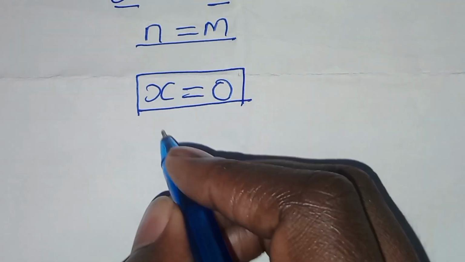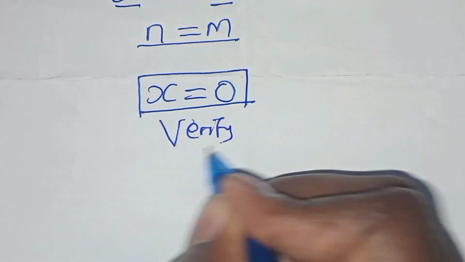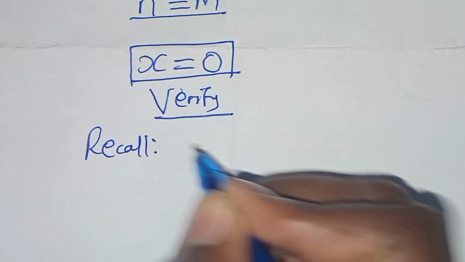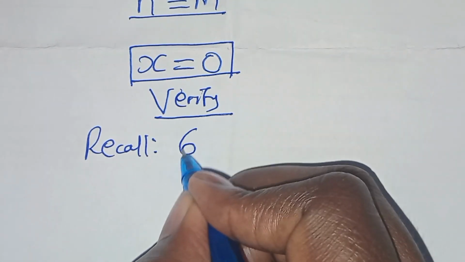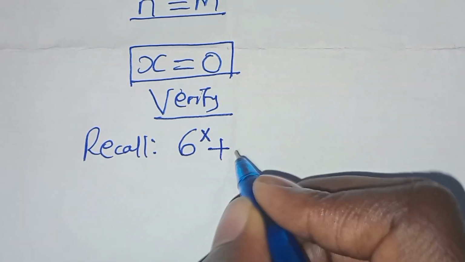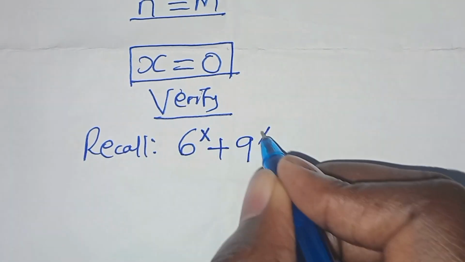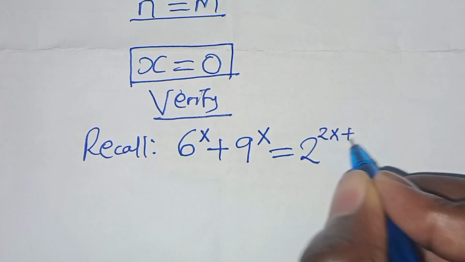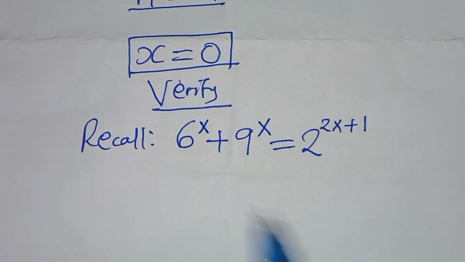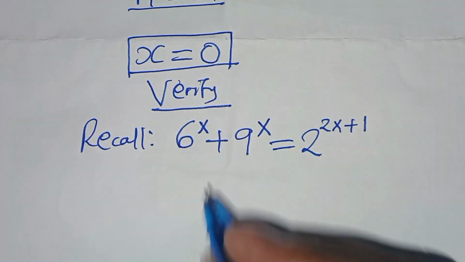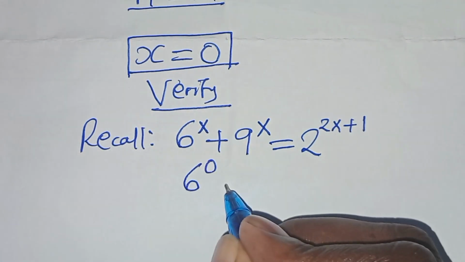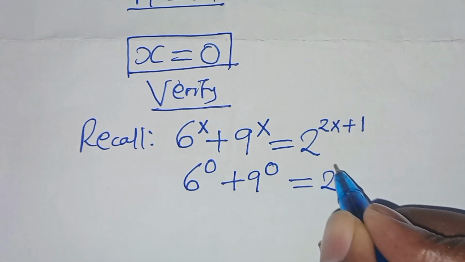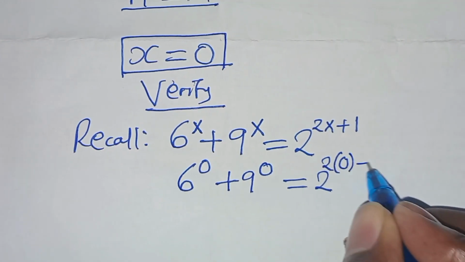So the next step is to verify. So let's verify from here. Now, if you recall, we had that 6 to the power of x plus 9 to the power of x is equal to 2 to the power 2x plus 1. So substituting the value of x here, which is 0, we have 6 to the power of 0 plus 9 to the power of 0, which is equal to 2 to the power 2 times x, which is 0, then plus 1.